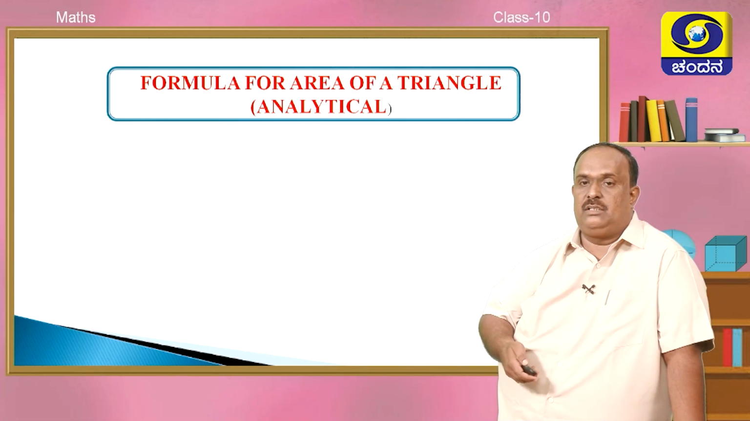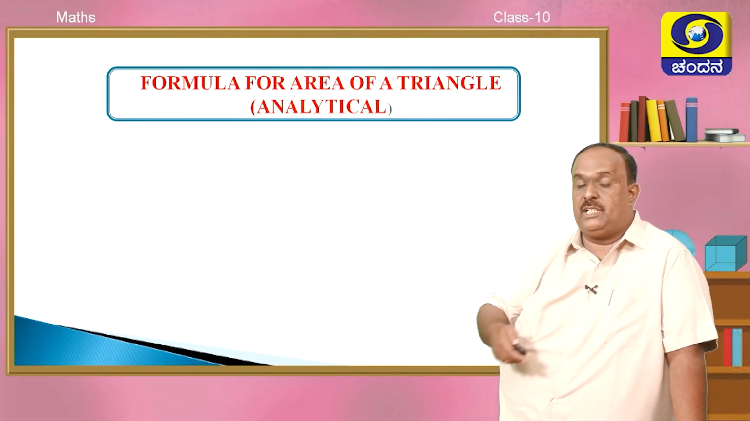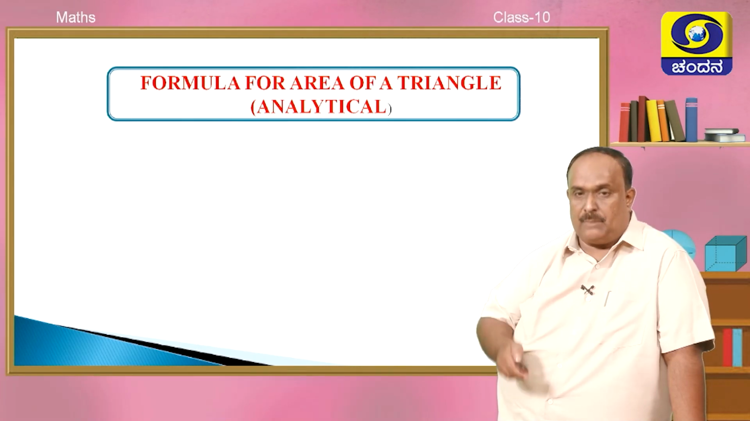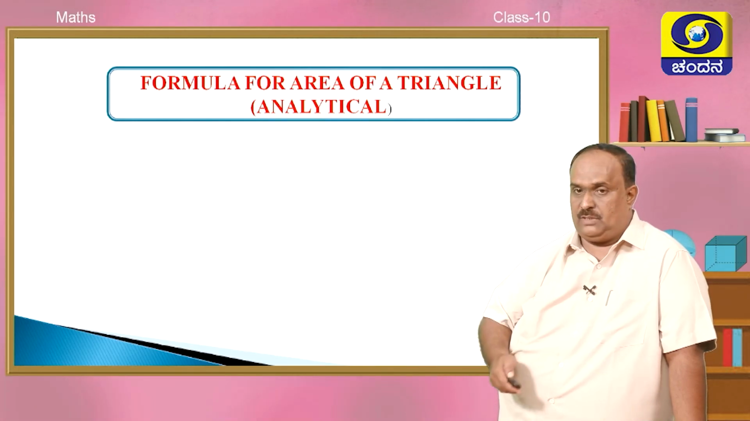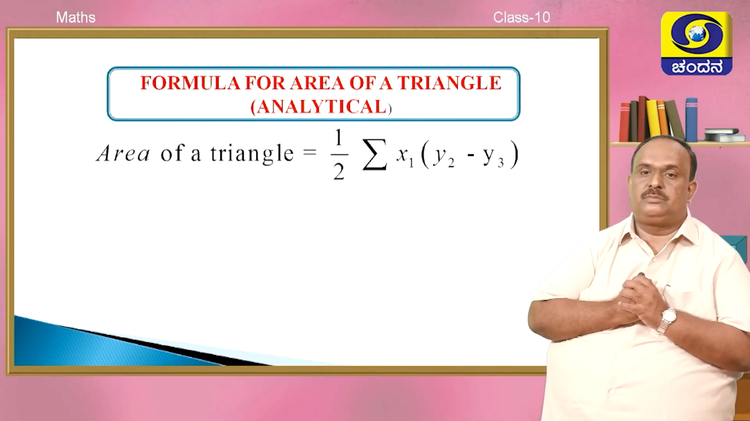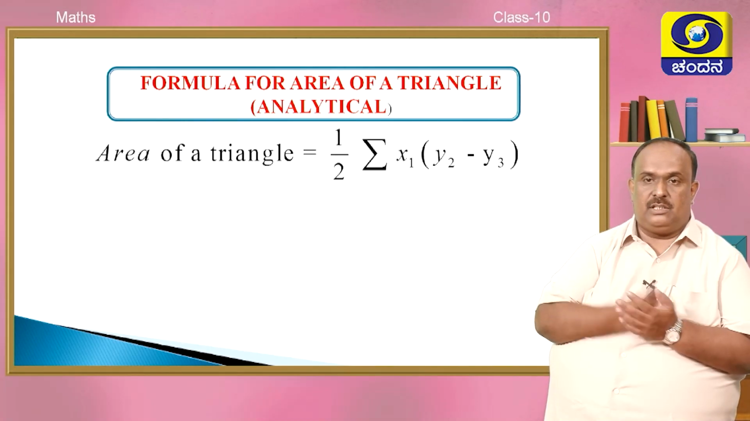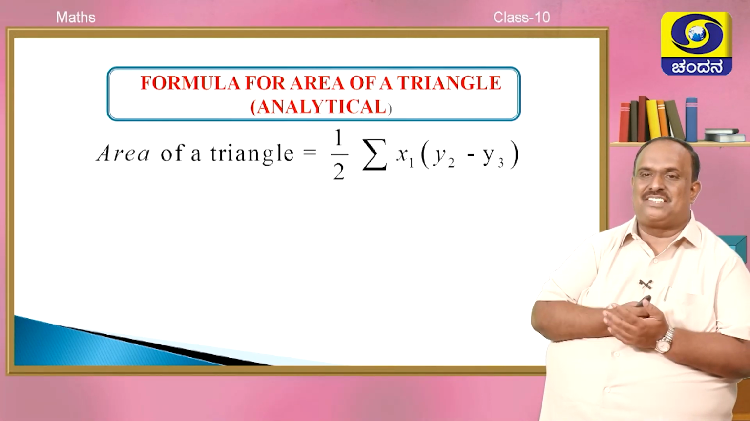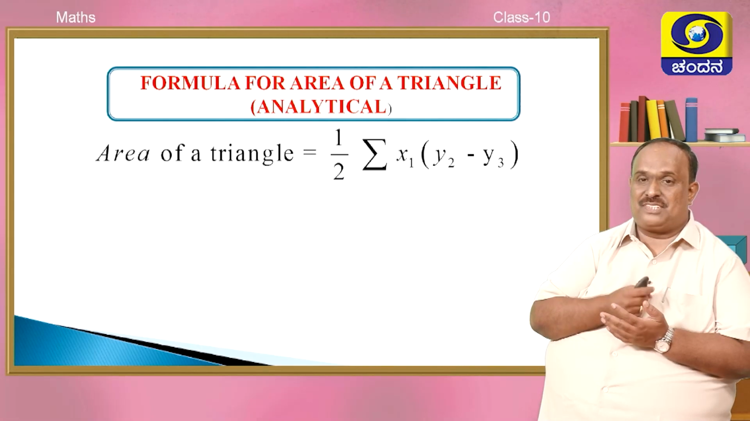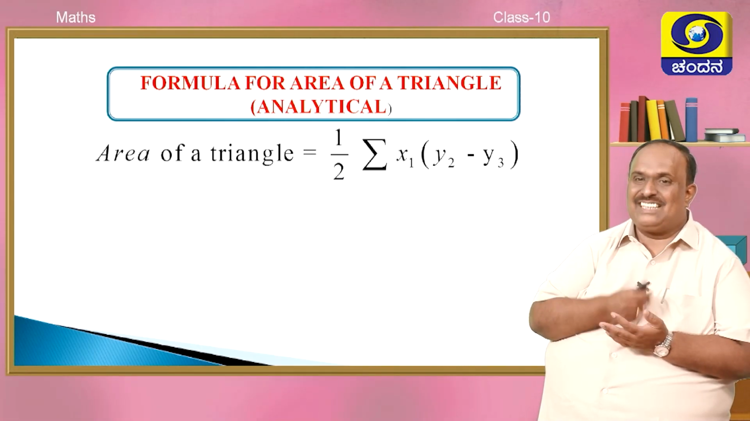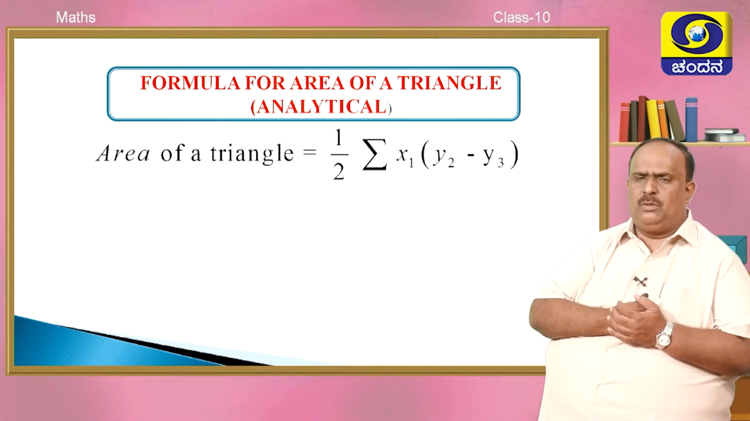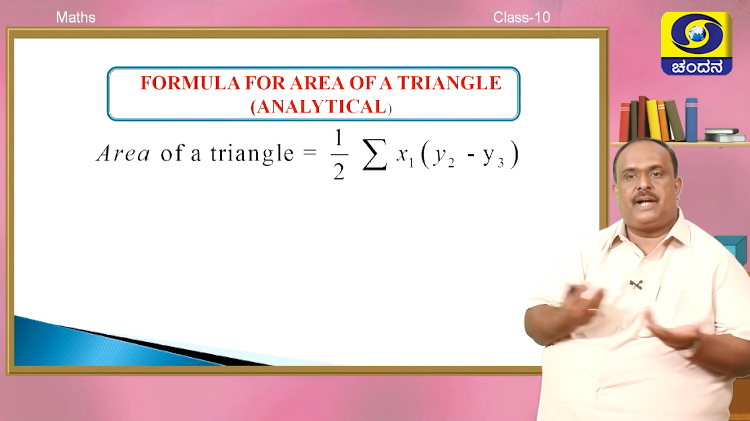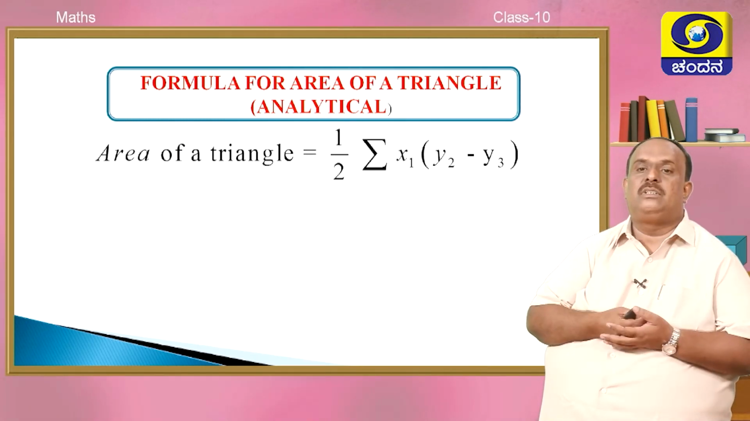Formula for area of a triangle, analytical. I will be a little slow in explaining this formula because this formula is not so easily understandable. It needs some explanation. Derivation part, I am not going for that. Read this. Area of a triangle is half. You know some notation there? You have studied this in your AP. Sum of first n natural numbers, sigma n. Sigma, what does sigma mean? Summation. What does summation mean? Add up. Total it up. That's all.